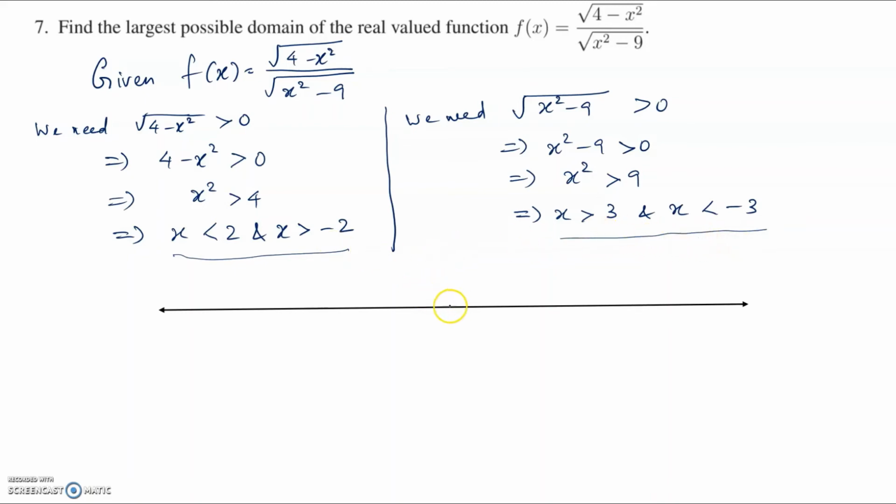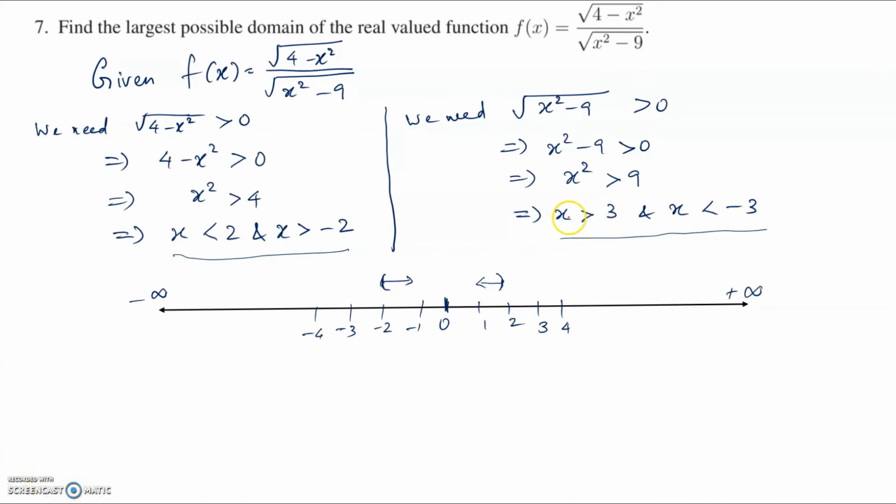Right. So let's use this number line. If this is 0, this is minus 1, minus 2, minus 3, minus 4, and so on to minus infinity. And this is 1, 2, 3, 4, so on to plus infinity. Okay. So this is the 0. So x has to be less than 2, which means x should come in this direction. And x should be greater than minus 2, which means it should fall in this range, between minus 2 and plus 2 for the first condition. Now for the second condition, x has to be, let me change the color of the ink.